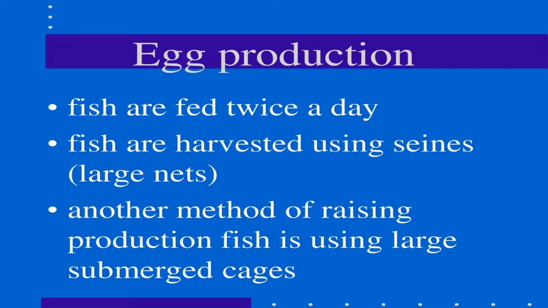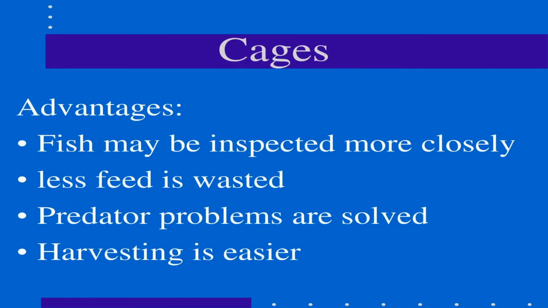Another method of raising production fish is using large submerged cages, also nets and also cages, as I have shown in the previous slide. What are cages? Okay, now see what are cages. Fish may be inspected more closely. Why are cages used? Friends, you all know how fishes are captured or harvested through nets. But nowadays, these cages are also used. So, what are the advantages of using cages? Fish may be inspected more closely. Inspection can be done more closely in the cages.